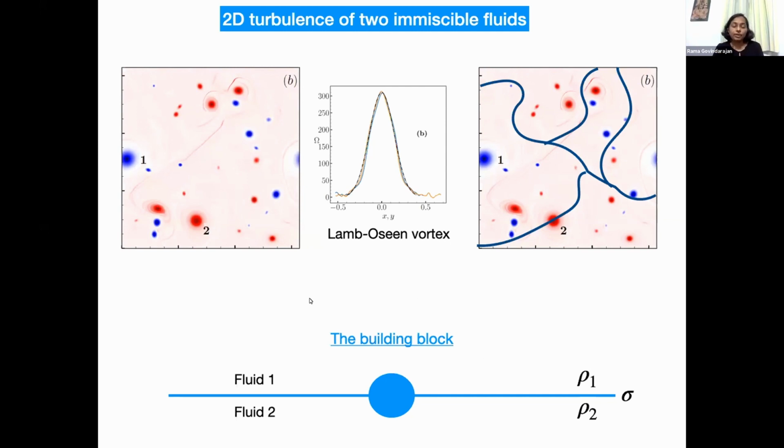And so what we decided to study is the building block of this, which is basically a Lamb-Oseen vortex. We took the simplest interface, namely a straight line, just to study it analytically. We can also have two different densities on either side of the interface. So it could be two immiscible fluids of different densities, and there is a surface tension sigma on the interface. So we will first study this building block.